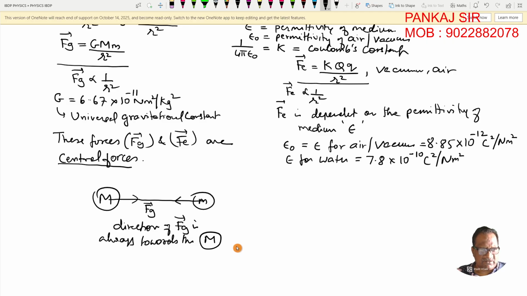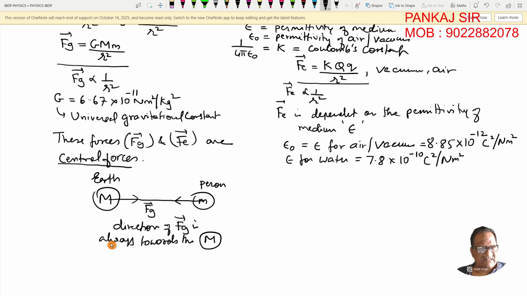So if you take, for example, Earth as a bigger object, and a person on the surface of the Earth as a small mass m, then this person will be attracted by the force of gravity towards the Earth. Actually the Earth is also attracted towards the person, but you cannot imagine Earth moving closer to the person. You can think of the person moving closer to the Earth.